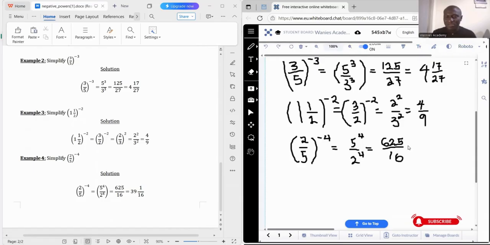And we can express this as 39 whole number 1 over 16. With this, we've been able to simplify 2 over 5 raised to the power negative 4 as 39 whole number 1 over 16.